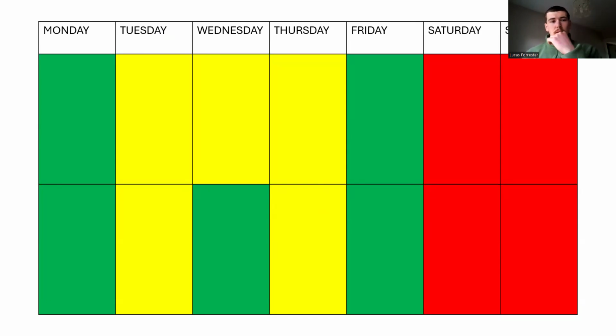So green would be your low intensity day. That would be where you wouldn't be doing anything, or you'd be doing something very minimal, maybe a walk or a swim, an activity that you're coming away from and you're not knackered. And yellow in the morning might be a session.